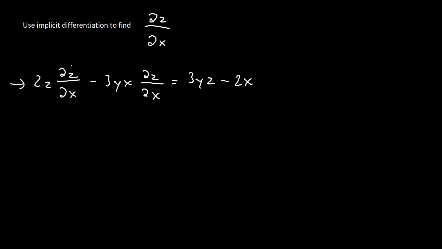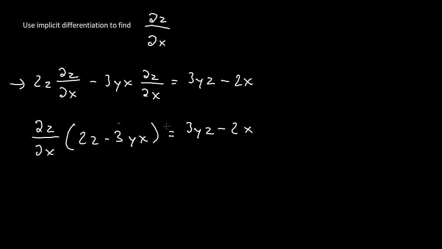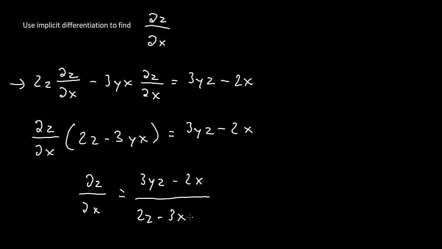So now what I can do with this is factor out the partial derivative of z. So we'll get the partial derivative of z with respect to x times 2z minus 3yx. That will equal 3yz minus 2x. And then I can divide over this term. So the partial derivative of z with respect to x is going to equal 3yz minus 2x over 2z minus 3xy, or 3yx. So that's the final answer.